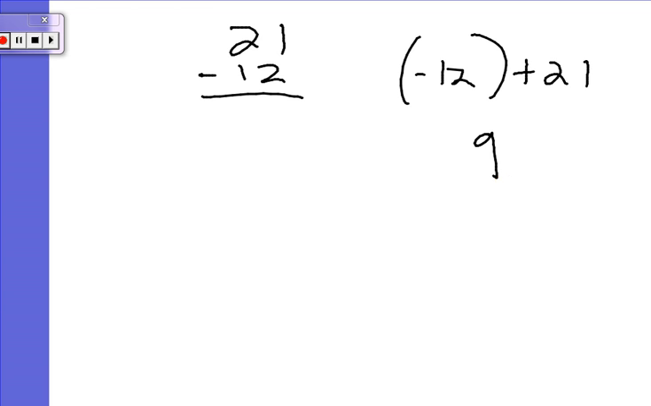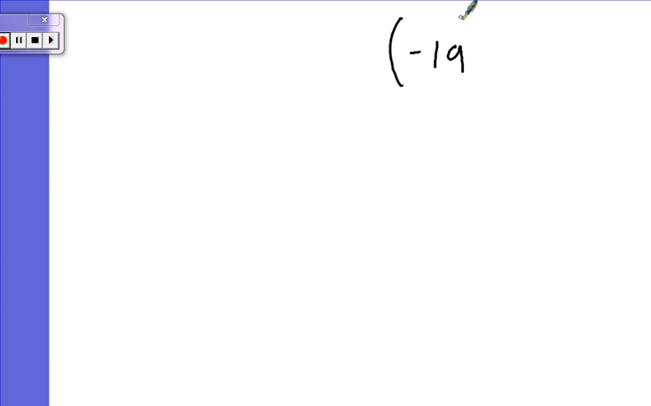Now, what about two negatives? It should be reviewed for us. Negative 19 plus negative 8. We add both of them. 27. Okay, negative 27. Very good. All right, makes sense so far?